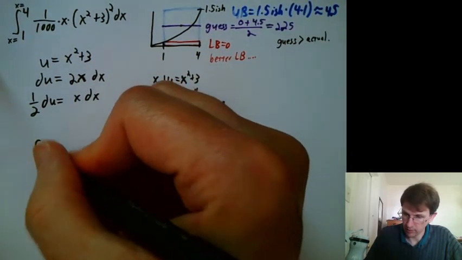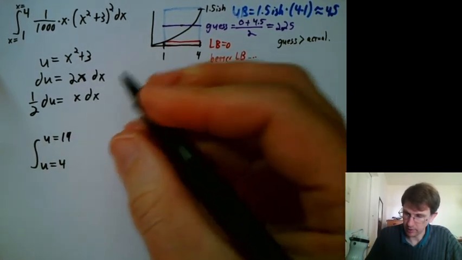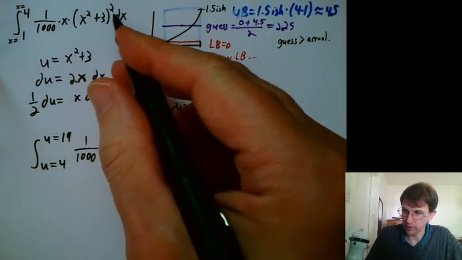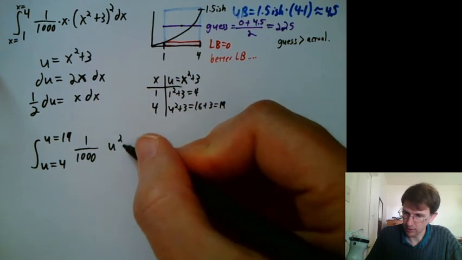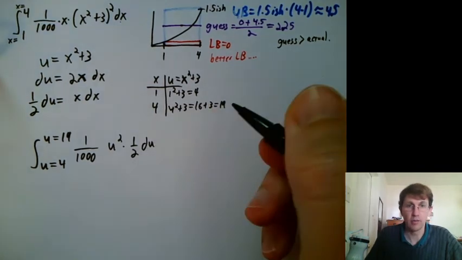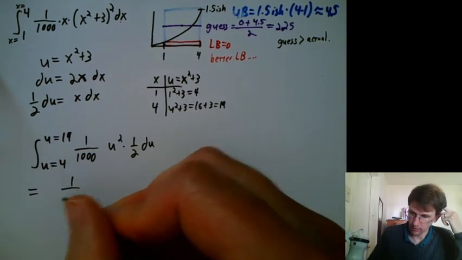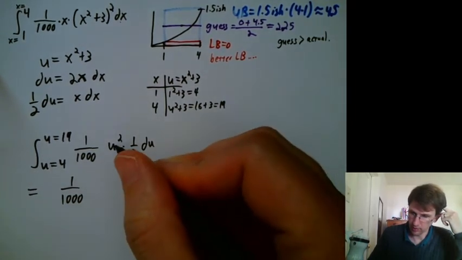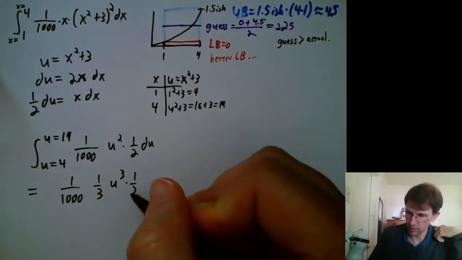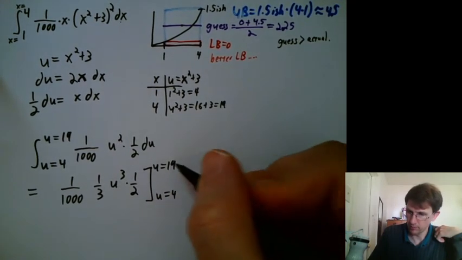So our integral is the integral from u equals 4 to u equals 19 of 1 over 1,000. The x squared plus 3 squared becomes u squared. The x dx becomes 1/2 du. And we're ready to take antiderivatives. So we have 1 over 1,000, integral of u squared is 1/3 u cubed, times 1/2, from u equals 4 to u equals 19.